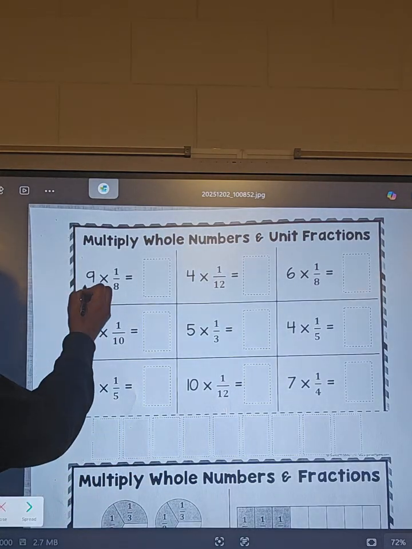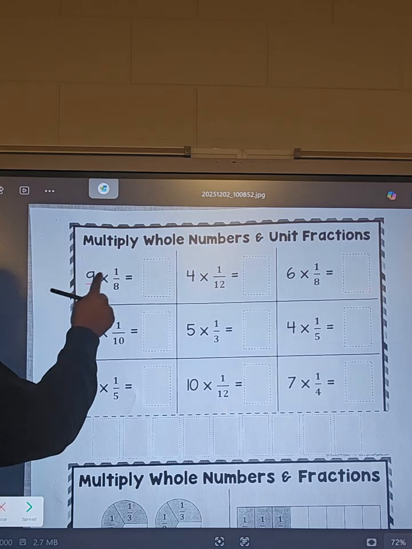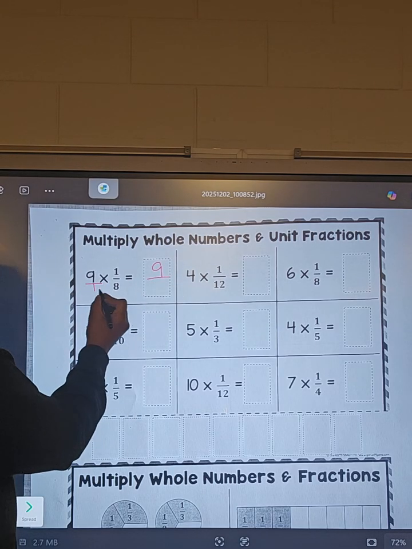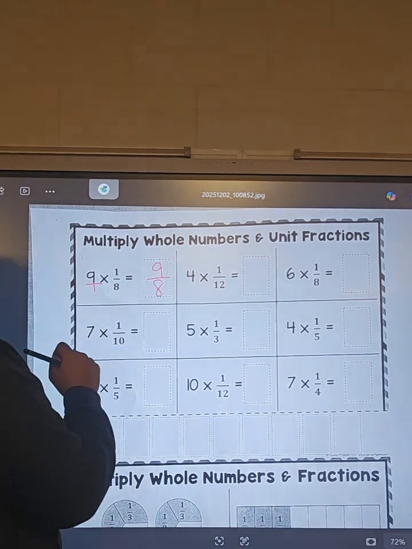Now, the first step we do is put a 1 here to represent 9 wholes. So you put a 1 as the denominator, and then you just multiply across. So 9 times 1 equals 9. 1 times 8 equals 8. Now, this is an improper fraction because our numerator is larger than our denominator. So we cannot leave it that way.